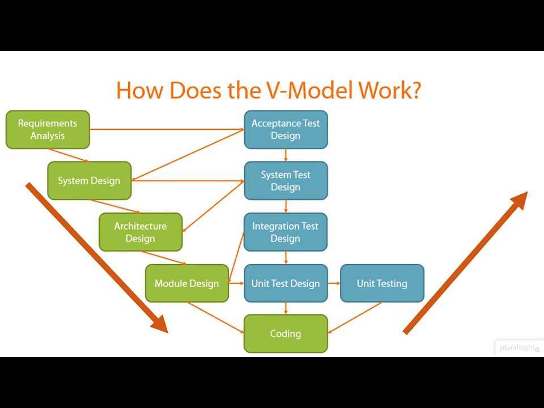Now we enter the validation phase of the V model. First we have unit testing. Unit tests designed in the module design phase are executed on the code during this validation phase. Unit testing is a testing at code level and helps eliminate bugs at an early stage, though all defects cannot be uncovered by unit testing.